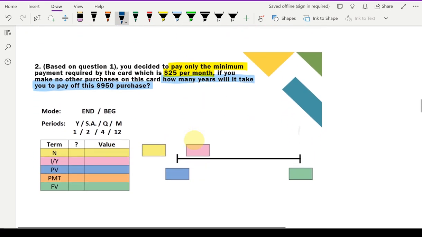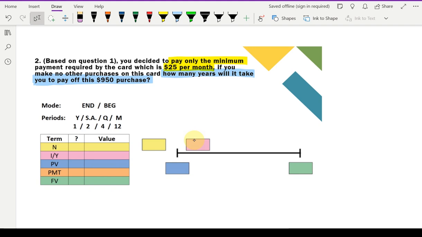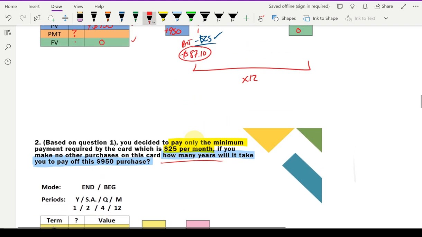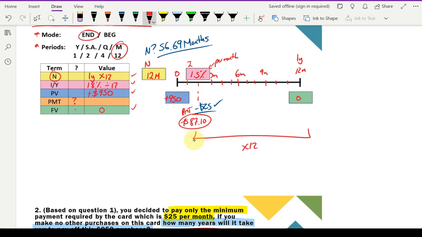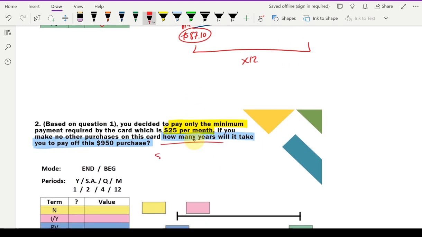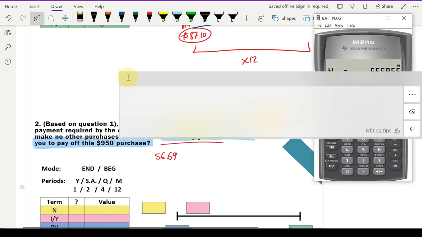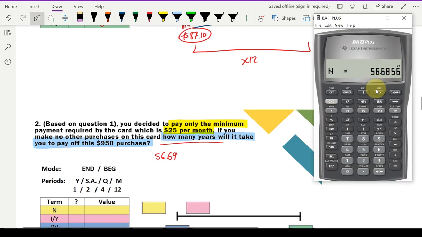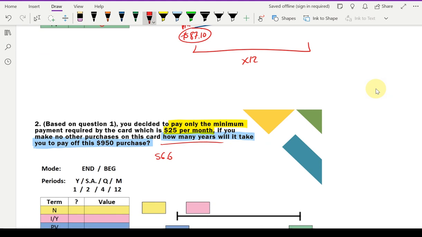So what does it say here? Be very careful. Students miss this all the time. How many years? This is not in years. So 56.69. Let's get the whole thing: 56.6856 months. How do we get this into years?